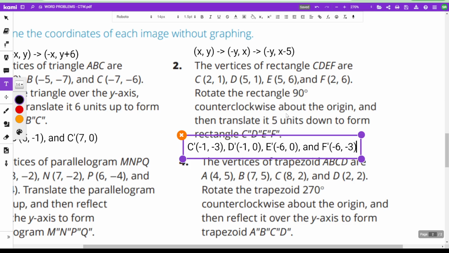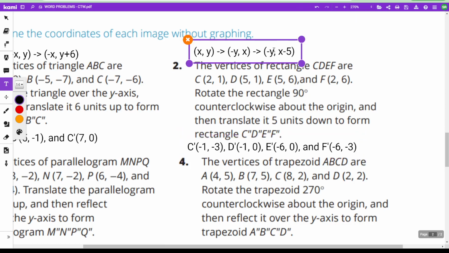Okay, so not too bad. Once you've got your coordinate notation, like I said, it's just plug and chug. You just got to put some thought into how to develop that.